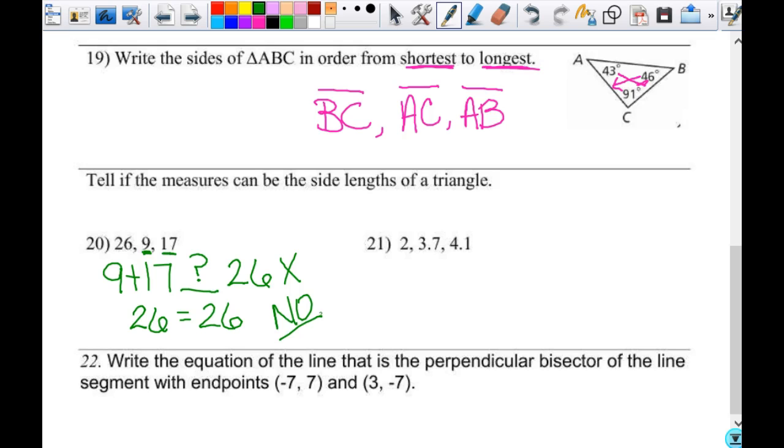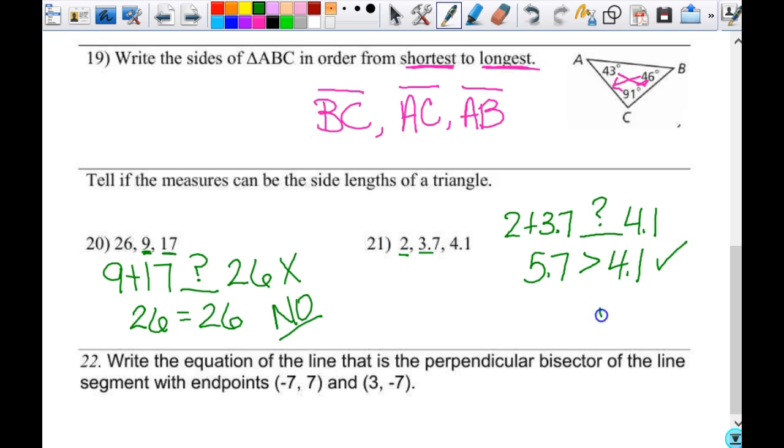So here I take the 2 smallest sides and I get 2 plus 3.7 and put a little question mark there, 4.1. So this is going to give me 5.7 is greater than 4.1. So that works. So the answer is yes. And your work is your support of your answer. Everybody good?